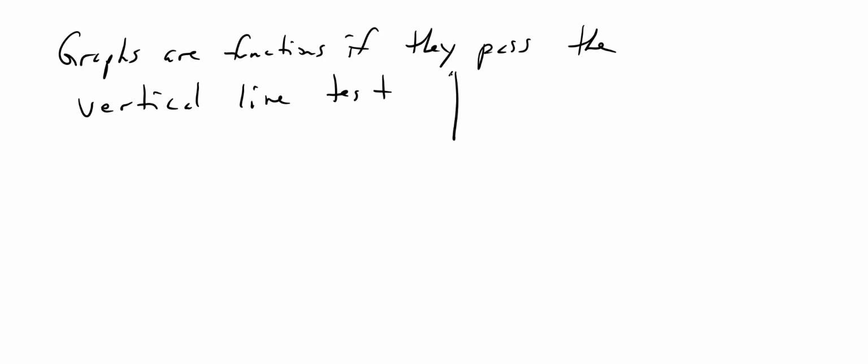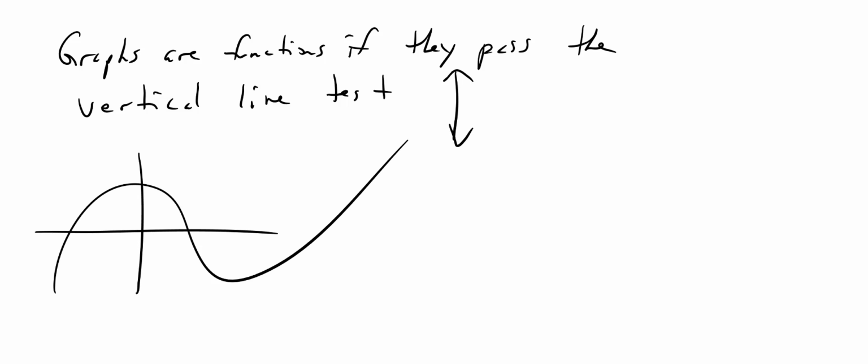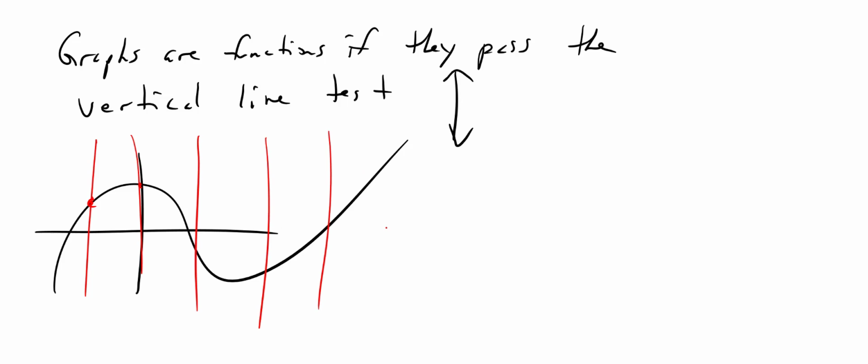So speaking of that, you can actually do it with a graph as well. Graphs are functions if they pass the vertical line test. So remember, vertical line is up and down. An example is if I gave you a graph that looked like this, and I draw any vertical line, it only hits the graph in one place. One place, one place, one place. So you would say, yes, that is a function.